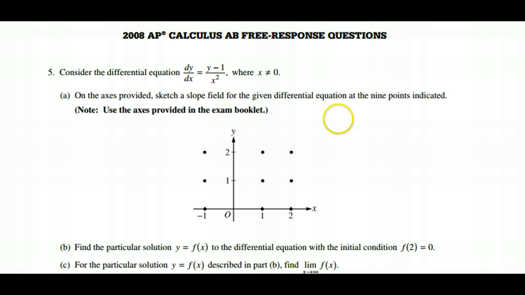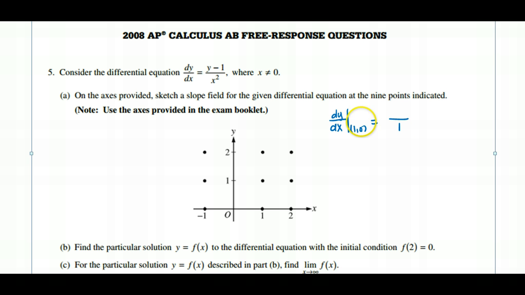So I want to know what's going on with dy/dx at (1, 0). If I plug 1 in for x, then I'm going to have a 1 on the bottom. If I plug 0 in for y, I will have a negative 1 on the top. So I have negative 1 as the slope I'm going to draw on this little first circle at (1, 0). So negative 1. Alright, so now what's going on at (1, 1)?